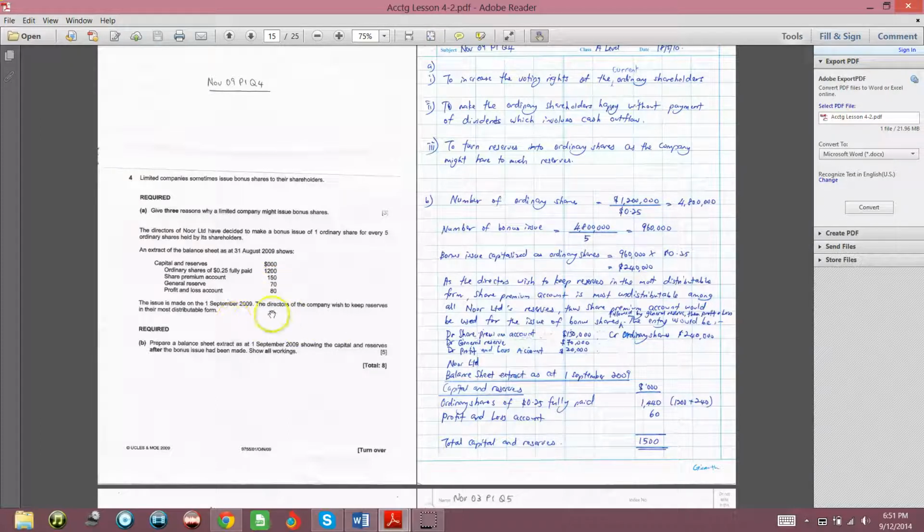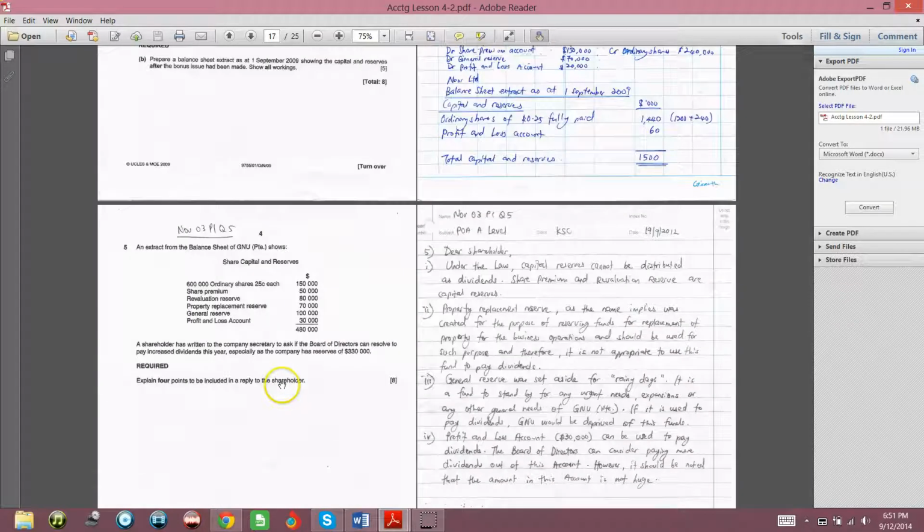You see, it's specifically said here: the directors of the company wish to keep their reserves in the most distributable form. So we know that retained profit is the most distributable. As we go up, it gets more and more undistributable. So that means we will take away from the more undistributable one first, and then leave the balance in the most distributable form. Okay, so this is total capital and reserves. So I've answered part B of this question.